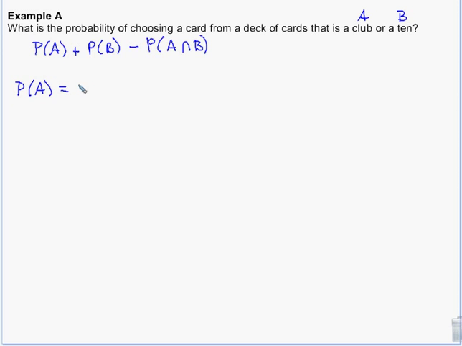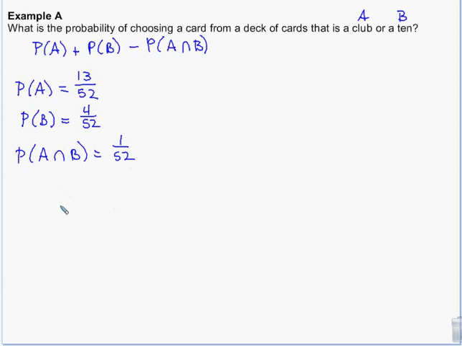There are 13 clubs in a standard deck of cards, so the probability is 13 out of 52. Okay, so that's the probability of being a club. And the probability of being a 10 is 4 out of 52, because there's 4 10s. Now the probability of being both, a 10 of clubs, how many 10s of clubs are there in a deck of cards? Just one, right? So the probability of being both is just 1 out of 52.